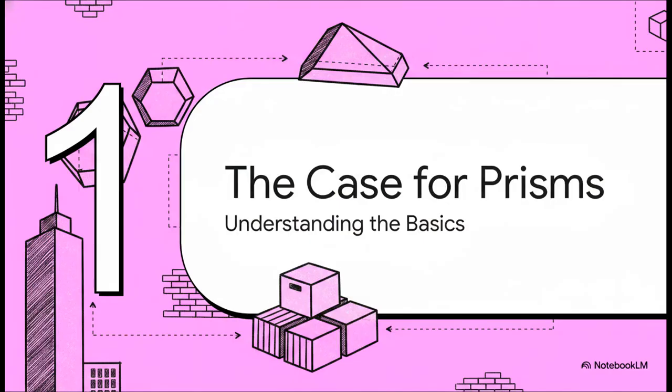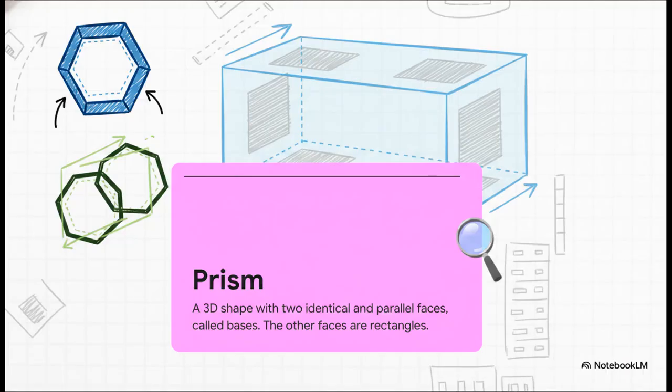Okay, first up, let's make the case for our first shape, Team Prism. You can think of these as the fundamental building blocks of the 3D world, and that's for a very good reason. They are absolutely everywhere, from giant skyscrapers to the cereal box in your kitchen. Now, here is the most important rule for any prism. It's the one thing you have to remember. A prism absolutely must have two identical, parallel faces. We call these its bases. Think of them like the floor and the ceiling of a room. They have to be the exact same shape and size.